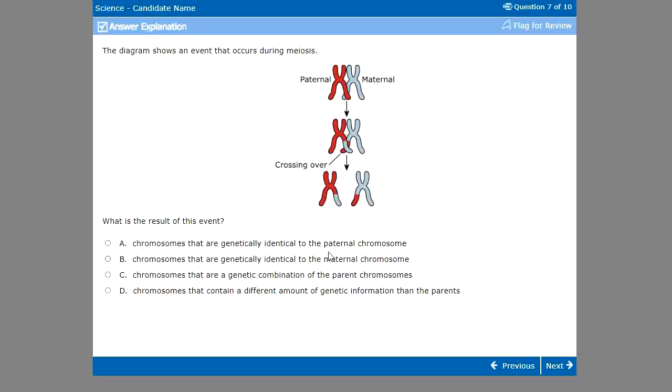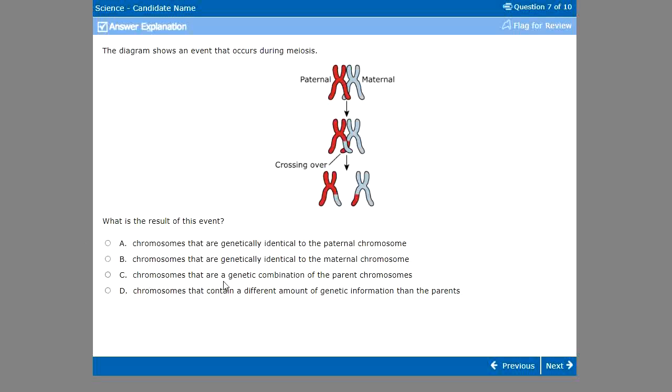A. Chromosomes that are genetically identical to the paternal chromosome. B. Chromosomes that are genetically identical to the maternal chromosome. In both cases, that's definitely not the case. We can see the paternal is only red, maternal is only gray. The 2 new chromosomes that we get here have the exchanged pieces, so A and B can be excluded.